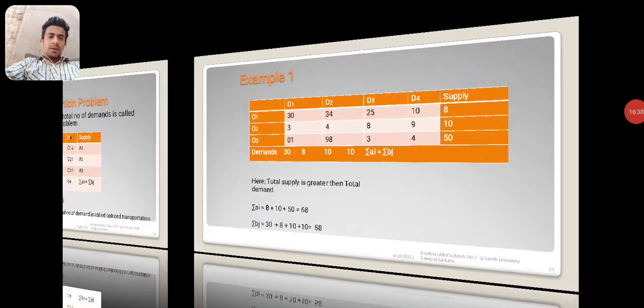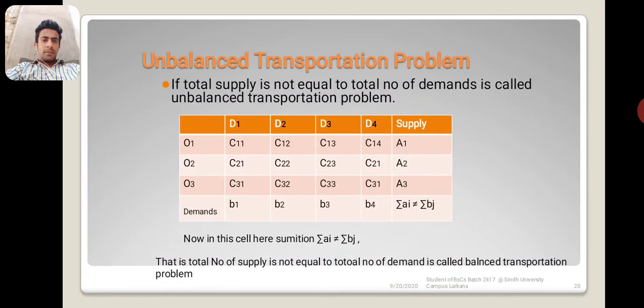Unbalanced transportation problem. If total supply is not equal to total demand, it is called an unbalanced transportation problem. With origins O1, O2, O3, destinations D1 to D4, costs C11 to C34, supplies A1, A2, A3 and demands B1 to B4, if the sum of Ai is not equal to the sum of Bj, that is, total supply is not equal to total demand, it is called an unbalanced transportation problem.